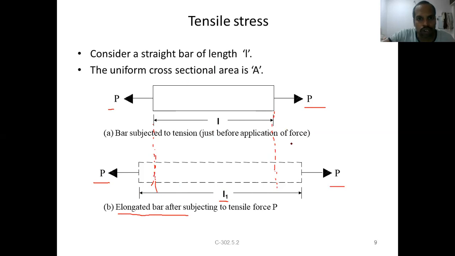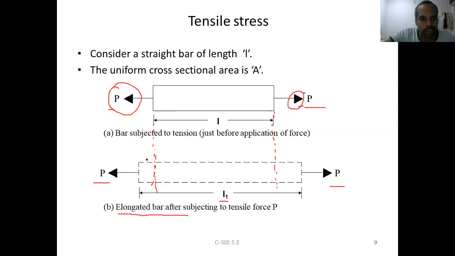If the member is subjected to tensile force, see this, the load is acting away from the member. Load acting away from the member is nothing but tension. Load acting towards the member, we are going to discuss in the next topic. Next slide. So this is nothing but tension. When the arrow mark is shown away from the member, that is nothing but tension or tensile force.